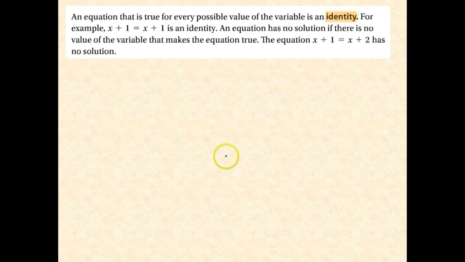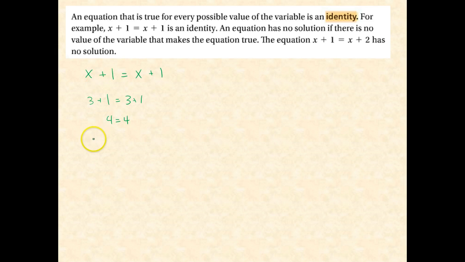Alright, so an equation that is true for every possible value of the variable is an identity. For example, x plus 1 equals x plus 1 is an identity. Why is that true for every value of x? Because pick a number for x. 3. 3 plus 1 equals 3 plus 1, so 4 equals 4.